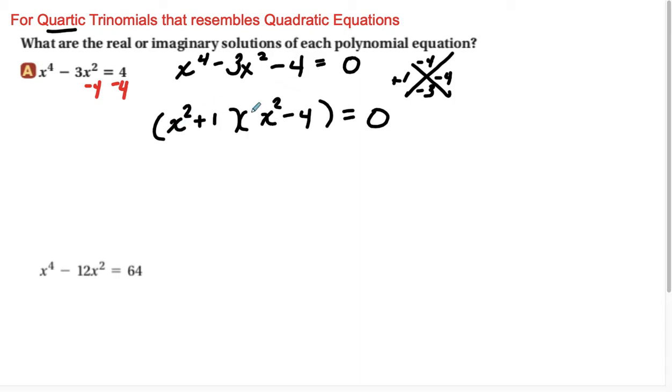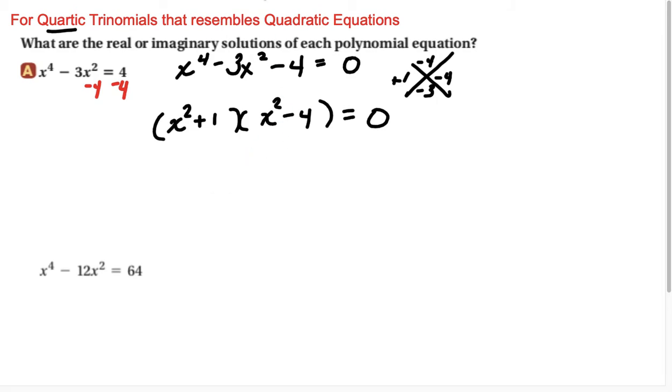X squared times x squared is x to the fourth. X squared times negative 4 is negative 4x squared. And then 1 times x squared is positive 1x squared. So that's why we get that negative 3x squared. And then 1 times negative 4 is negative 4.